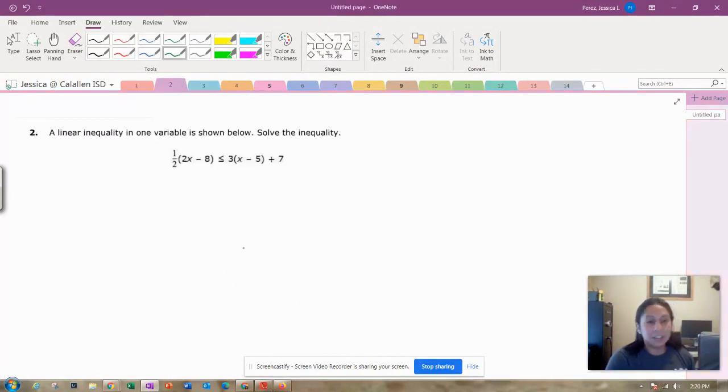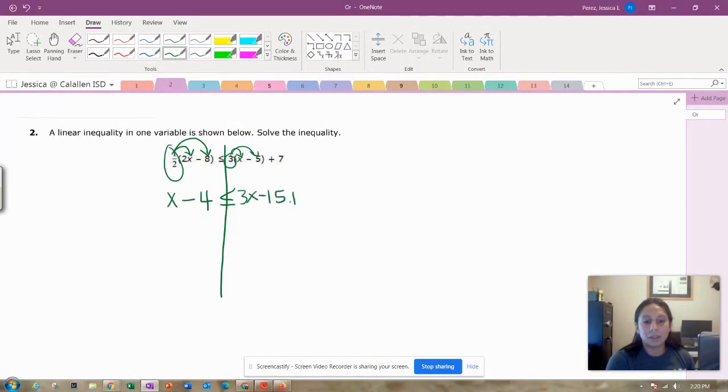Problem 2. A linear inequality in one variable is shown below. Solve the inequality. So line down the inequality. Half is what's on the outside. So I need half of 2, which is 1, so 1x. Half of negative 8, that's a negative 4, is less than or equal to, on the other side we have a 3, so 3x minus 15 plus 7.